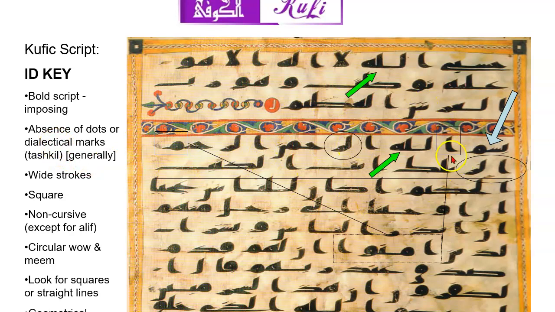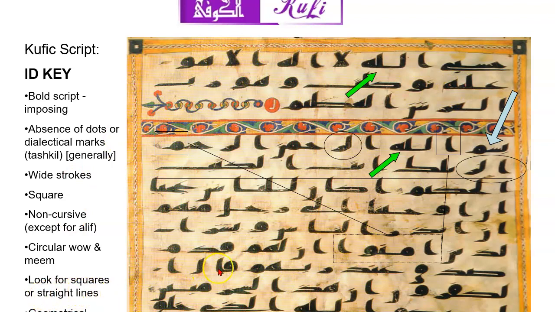It tends to be very bold script. It has wide strokes. You could see it. It's a squarish or rectangular script for the most part. The wows and the memes tend to be the circular patterns that are introduced in there. So you see that circular wow and meme, non-cursive, except for Aleph. Aleph tends to be cursive a little bit sometimes as it goes back, but for the most part, it's bold script.